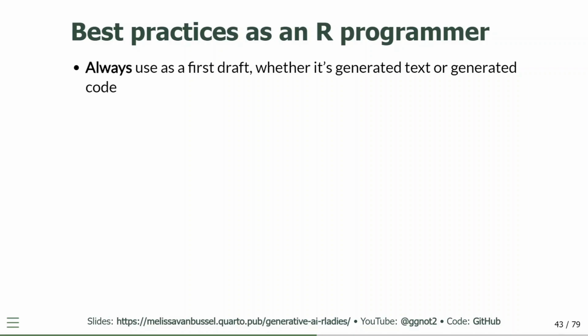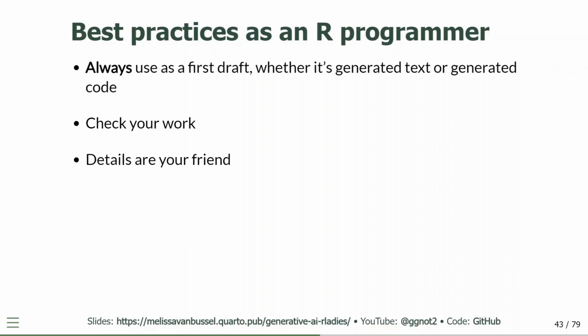Now that we're done talking about the ethical considerations, it's time for the fun part of the workshop where we start talking about using these tools as an R programmer specifically. Just to reiterate again, always use ChatGPT as a first draft, whether that's with generated text or generated code, and always be sure to check your work, verify that the information is correct, cross-reference with other sources.